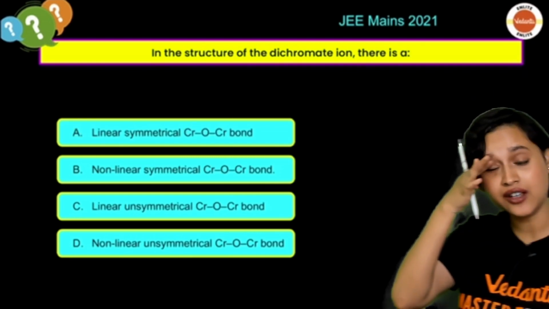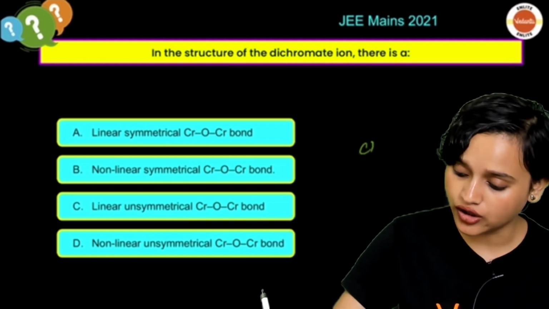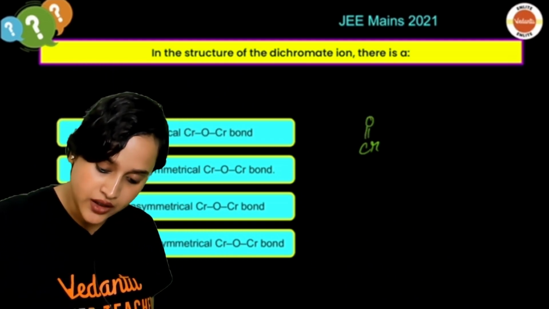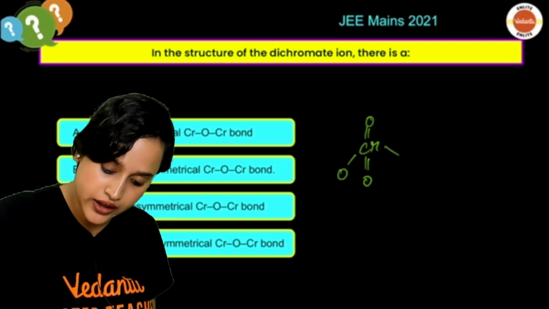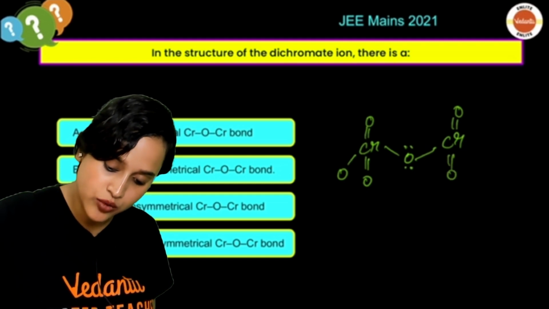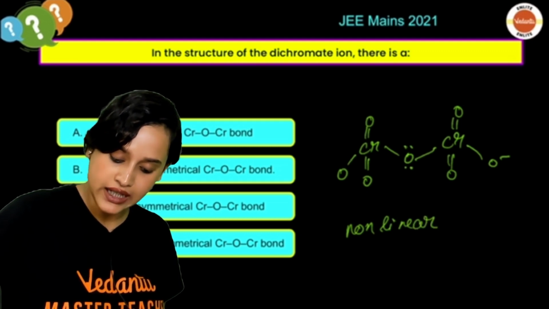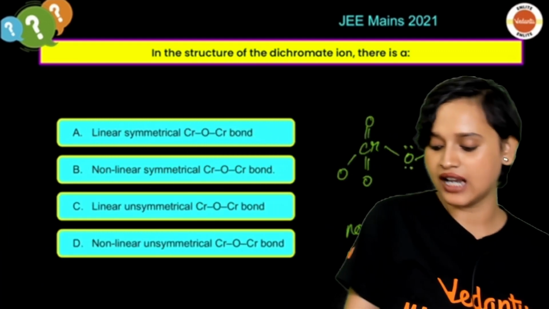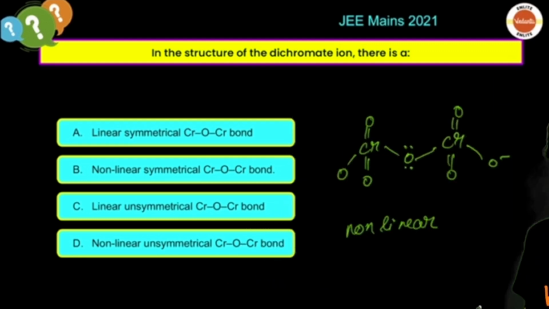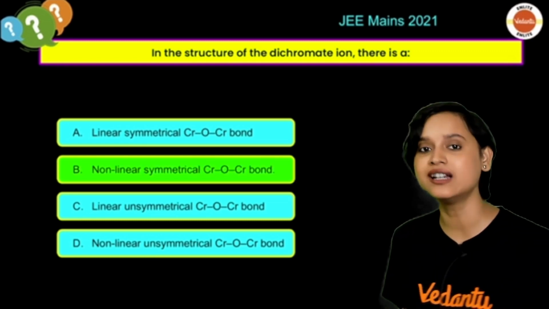In the structure of the dichromate ion, there is a what structure? How do we write the structure of dichromate ion? You write it like this. Cr, double bond O here, double bond O here, one O here, then you have one O here with lone pair like this. Then you write Cr here, double bond O here, double bond O here, and O minus. This is non-linear, so it will be non-linear CrOCr, but it is symmetrical. Non-linear but similar. So option B is the correct answer, which is true.